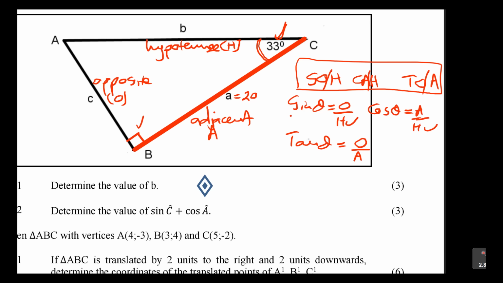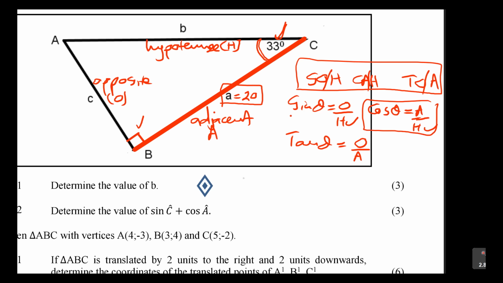Tan in this case won't work. Are you seeing what I'm saying? So why won't it work? Because it is opposite over adjacent. But now let's go back again. B is my hypotenuse. Now what am I given? I am given the angle, which is fine, and then I am given the adjacent. You see, they said A is equal to 20, and the adjacent is linked with cos.